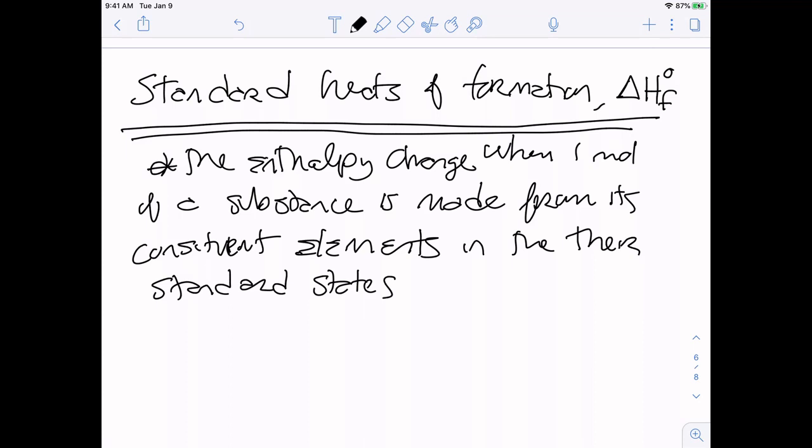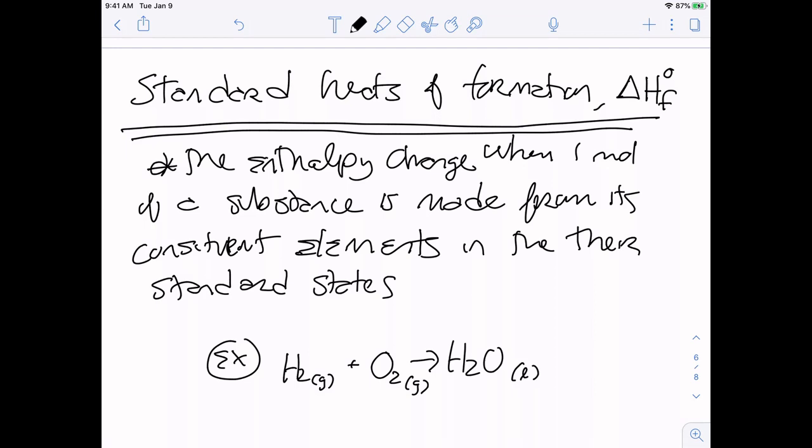So an example, if we wanted to make water, right? Water is made up of oxygen and hydrogen. So if we wanted to make it from the elements that make it up, its constituent elements, I would take hydrogen, which in its standard state is a gas, H2. And then I would take oxygen, which is also a gas in its standard state and is diatomic, so O2. To balance it, we're actually doing half an oxygen. Remember, we can't have half of atoms.